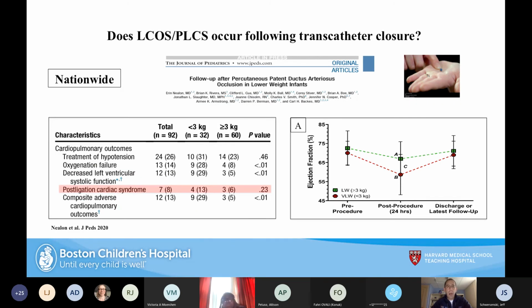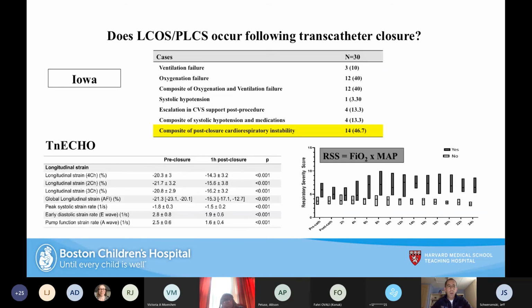So the group at Nationwide, led by Carl Bax, first showed us that yes, post-ligation syndrome can exist in babies who have their PDAs closed with a device. It is more pronounced in babies less than 3 kilos. The group in Iowa, looking at their first 30 cases, also showed a composite outcome, with almost 50% of their kids having some evidence of post-ligation syndrome.